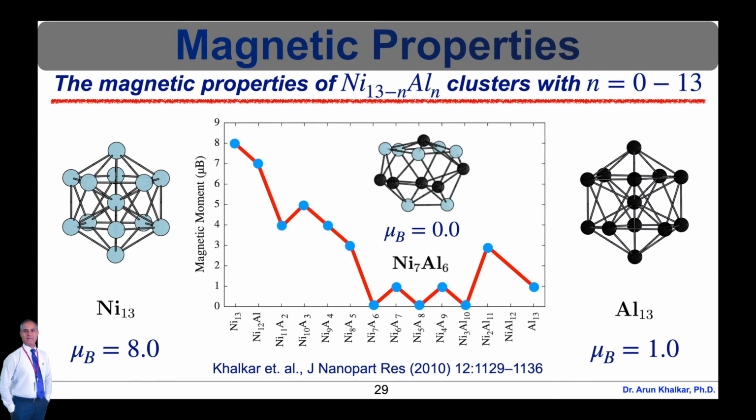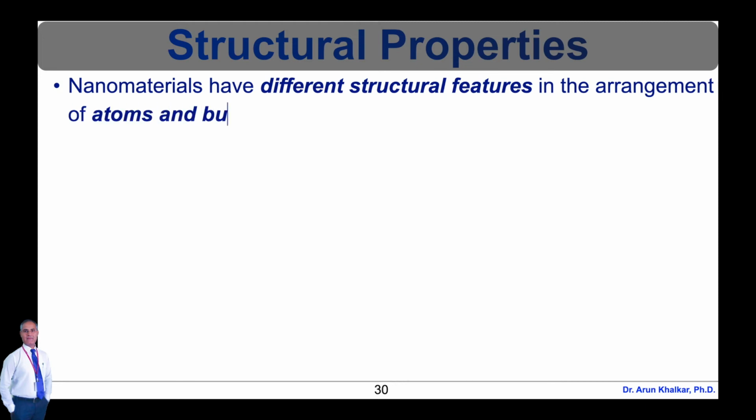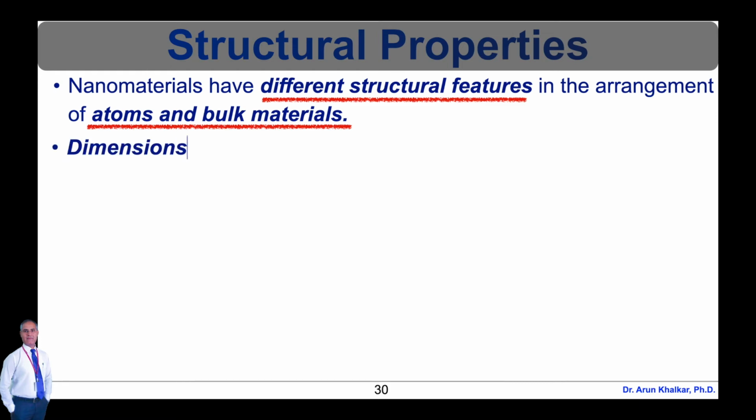So this is all about the magnetic properties of nanoparticles. Now let's see the structural properties of nanomaterials. Nanomaterials have different structural features in the arrangement of atoms compared to bulk materials. Most of the microstructure of nanoparticles has some common characteristics.